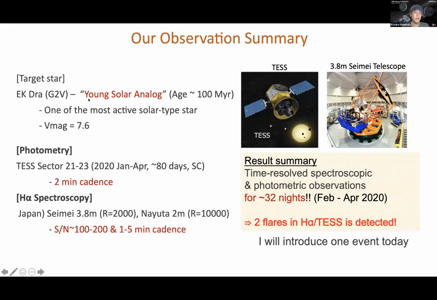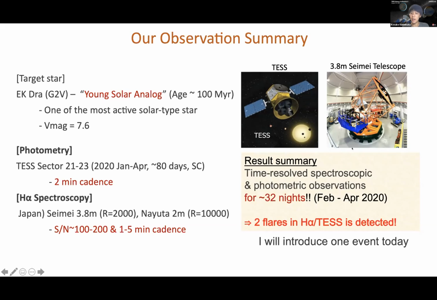This is our observation summary. Our target star is EK Dra, which is known as a very famous young solar analog on the main sequence. This is also one of the most active solar-type stars in the northern field. We have conducted simultaneous observation with TESS photometry and H-alpha spectroscopy from the ground, using two Japanese ground-based telescopes. The first is the 3.8 meter Seimei telescope, and the second is the 2 meter Nayuta telescope. We conducted time-resolved H-alpha spectroscopic observation with high signal-to-noise and high cadence.